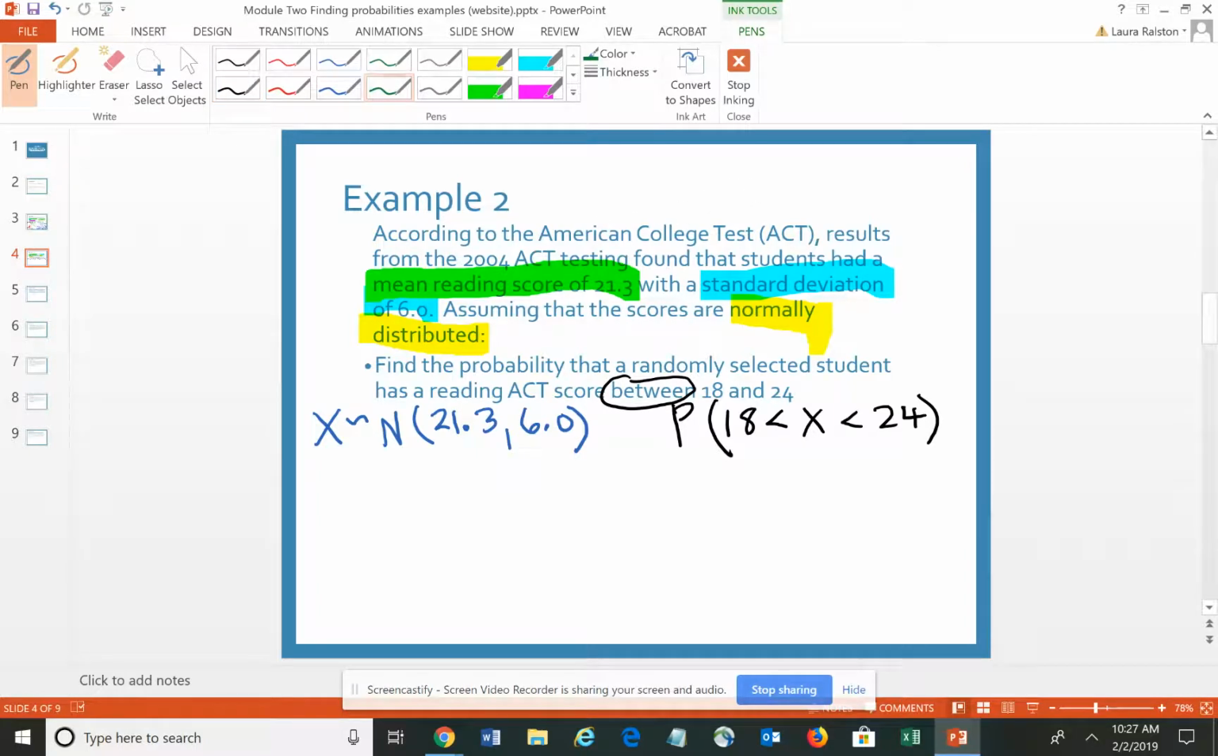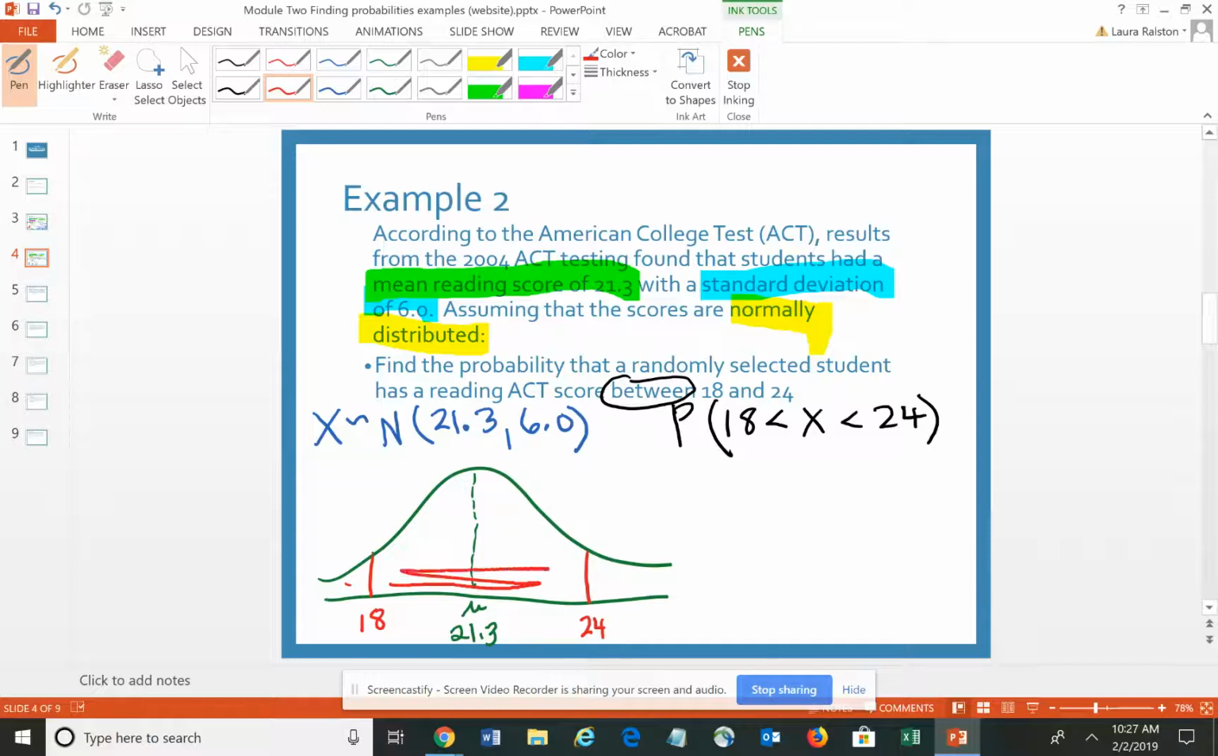So thinking about our curve, you would have your horizontal axis, your bell-shaped curve, the mean in the middle, which is 21.3. Then you have your 2 points of reference: 18, which would be to the left of the mean, and then 24, to the right of the mean, and we want to be between those values. So you're looking for this red shaded region. Again, we're not doing calculus, so we're going to go out to the website and plug in the information.